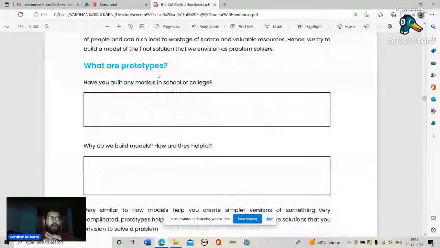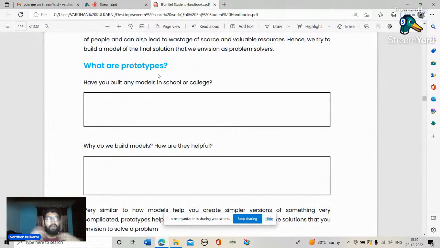So what are prototypes? Probably in school or college, you have made some kind of models for a science exhibition. You have made small models like volcanoes or cars, right, to demonstrate to the students. Those small models are called prototypes. And why do we build these kinds of models? Basically, to understand how it is helpful.